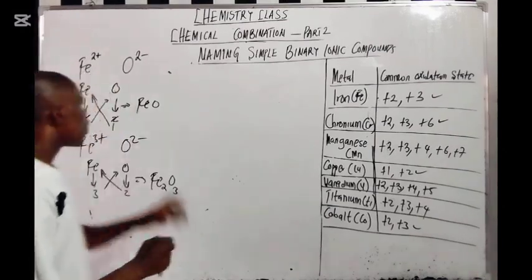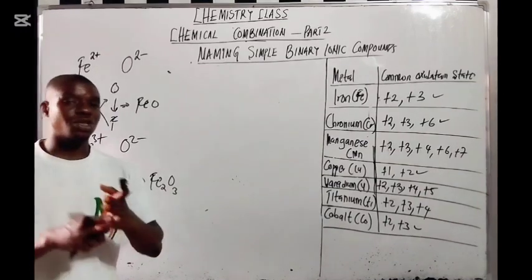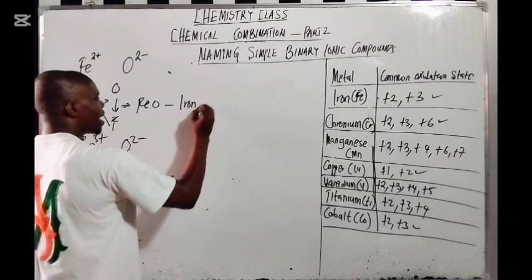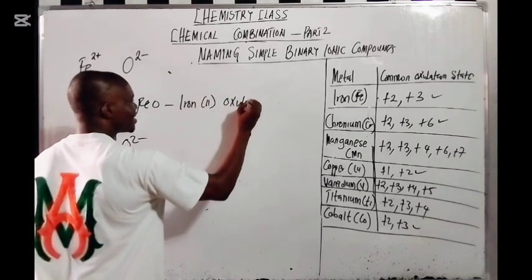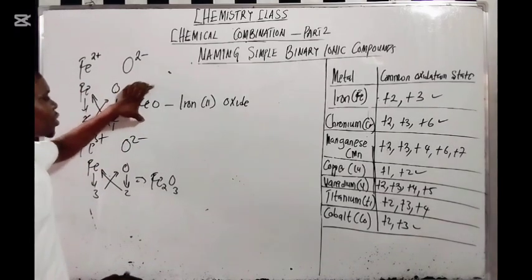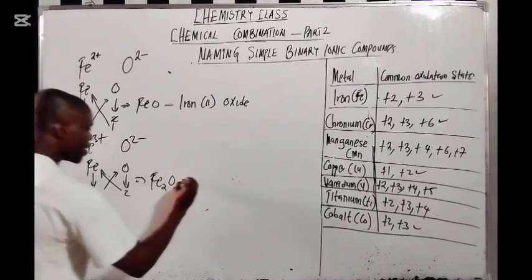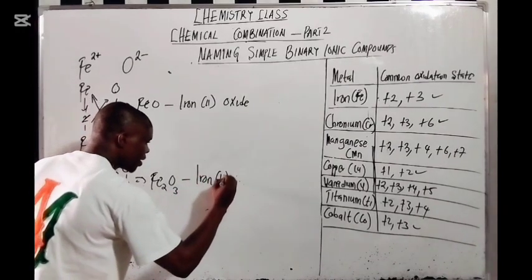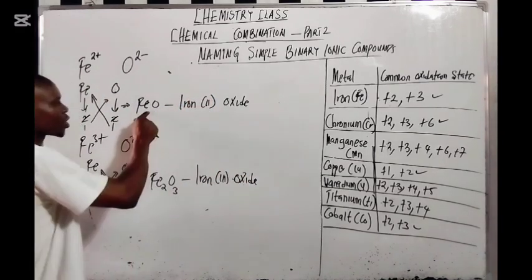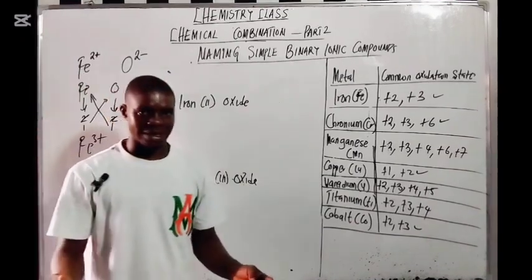Now, as a student, this is very, very important. What will be the name of this compound? You must include the oxidation state of iron. So the name is going to be iron 2 oxide. The oxidation state of iron here is 2. What about this one? It's going to be iron 3 oxide. It's written in Roman numerals. So they call it iron 2 oxide, iron 3 oxide. Why? Because iron has 2 oxidation states.